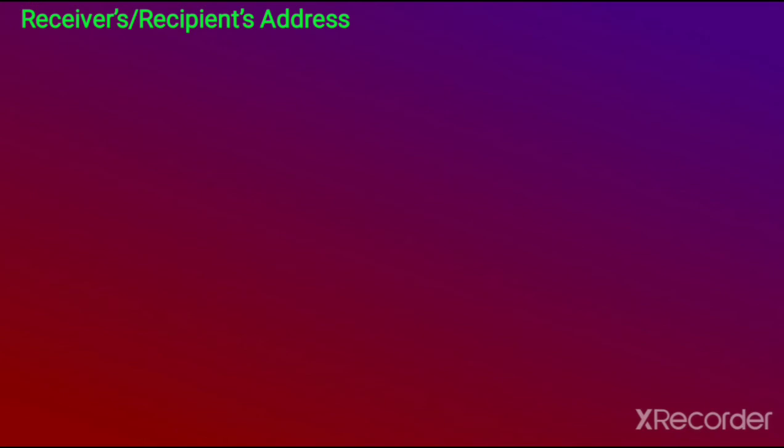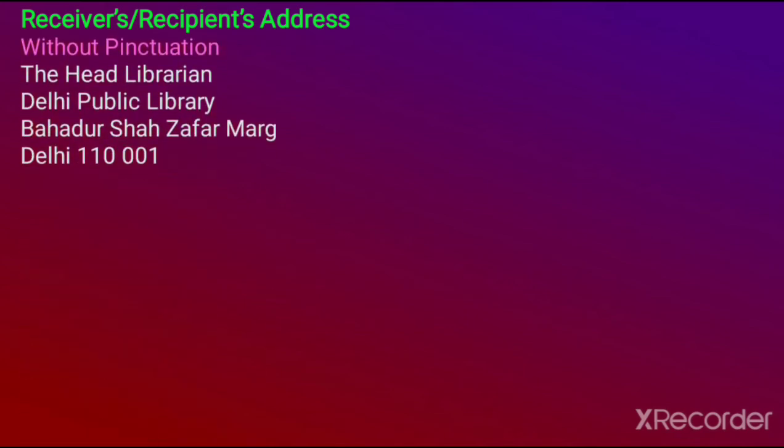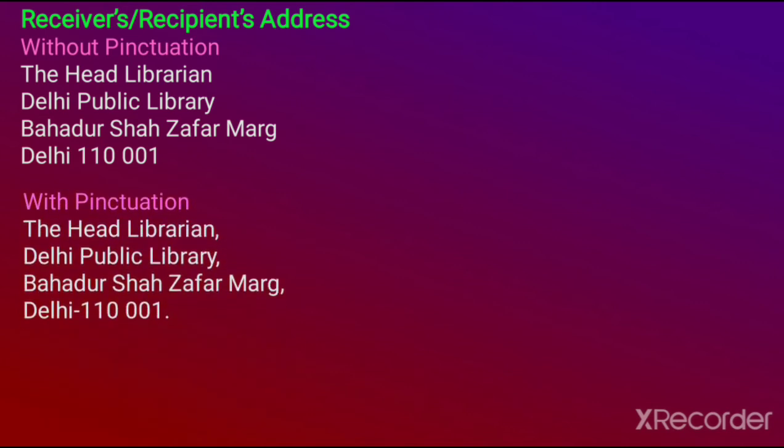Receiver's or recipient's address. This address is of the person the letter is being addressed to. The address is written on the left side of the page after the date. It can be addressed to a particular person or organization. Again, here you can see it without punctuation and with punctuation.